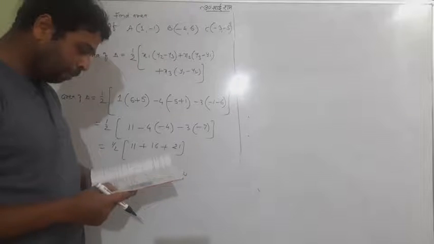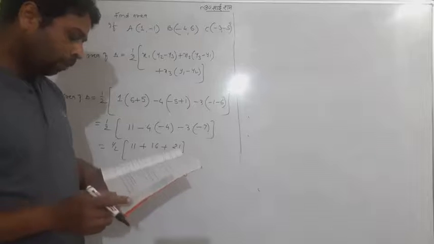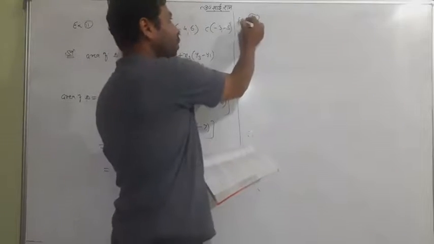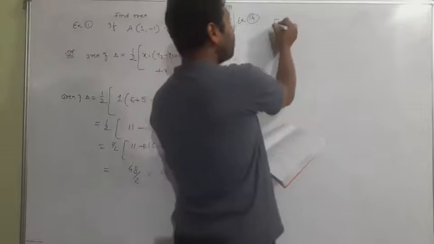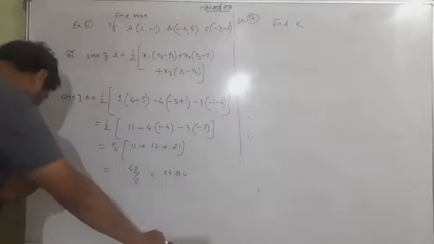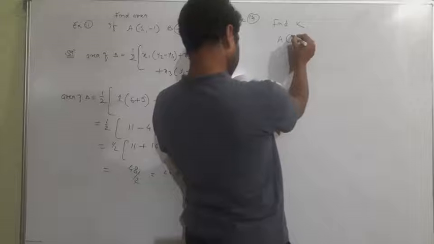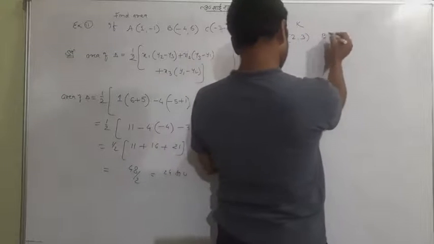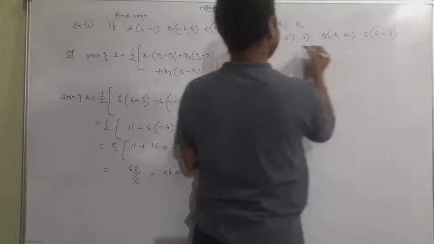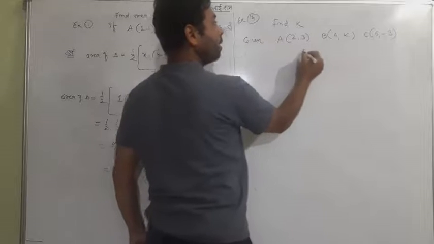Example 12 is very similar, and 13 is again very similar. The 14th question I want to discuss with you. Look at example number 14. The question says find k. Try to understand the question. Find k if points A (2, 3), B (4, k), C (6, -3) are given, and A, B, C are collinear.